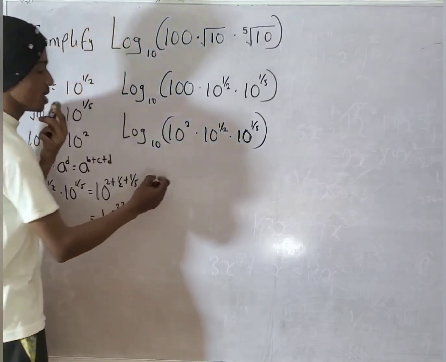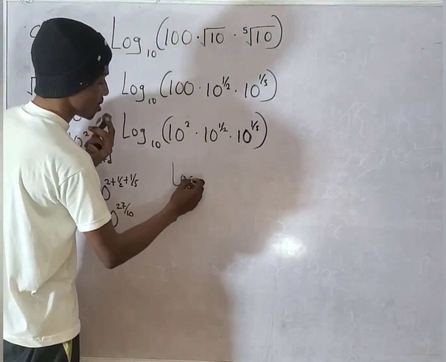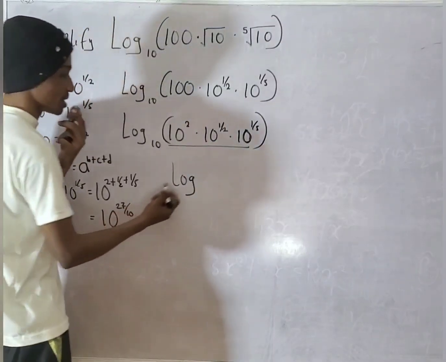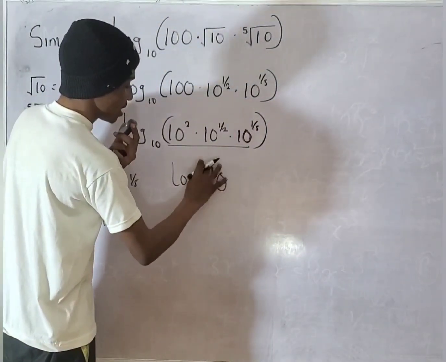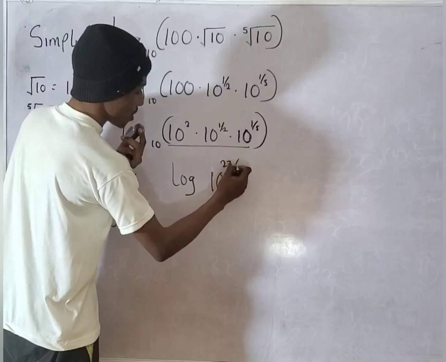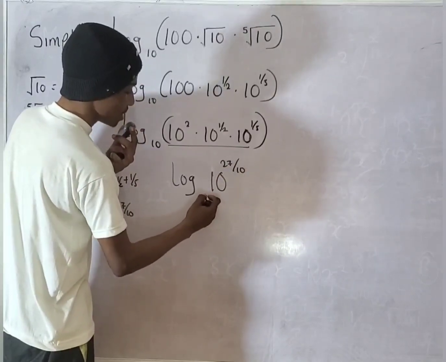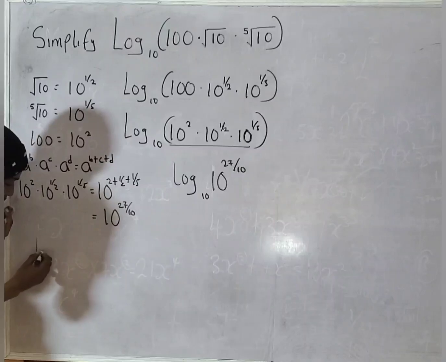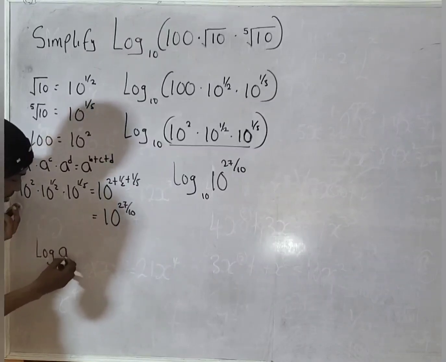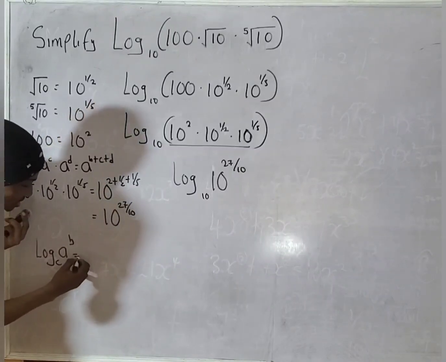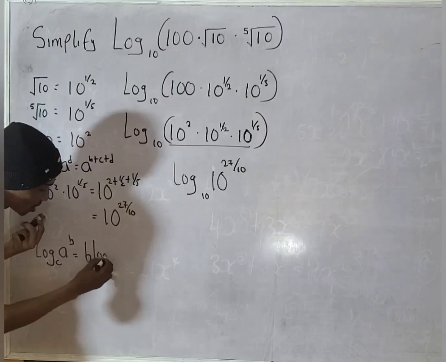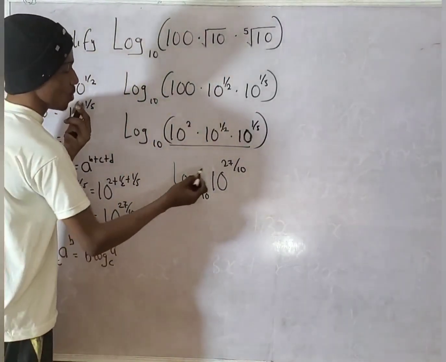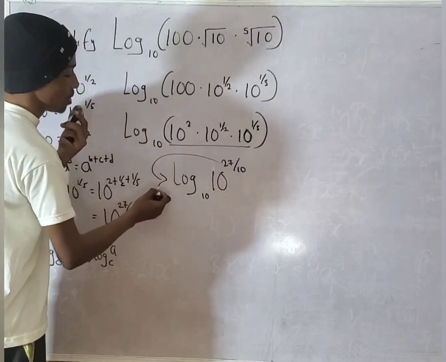So the logarithm becomes log. Now, instead of this, I'm going to have 10 raised to the power of 27 over 10. So 10, and the power is 27 over 10, okay? And the base also is 10. Now listen, there is this law of logarithm. If you have log of a raised to the power of b, base c, this can be written as b log a, base c. Are you following? So I'm going to multiply this power by the logarithm.